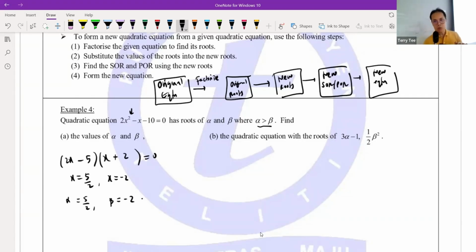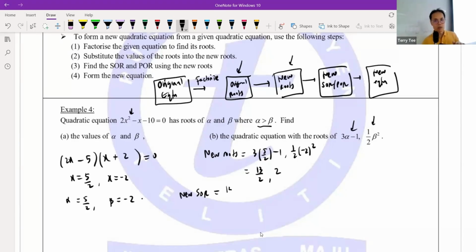Now let's take these two. We are here now, right? We found our original roots. To find the new roots, take these two values and sub them inside here. Your new roots will be 3 alpha minus 1 and half of beta squared. Beta is negative 2. For this one you can use your calculator. This will be 15 minus 2, 13, so 13 over 2. Then the second one will be just 2, right? What is your SOR now? Your so-called new SOR.